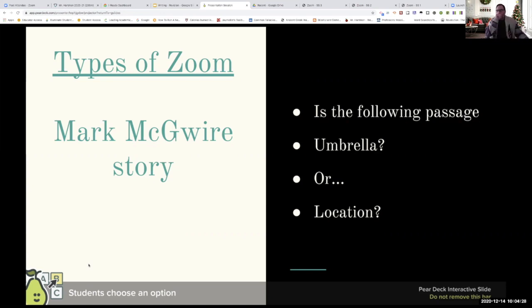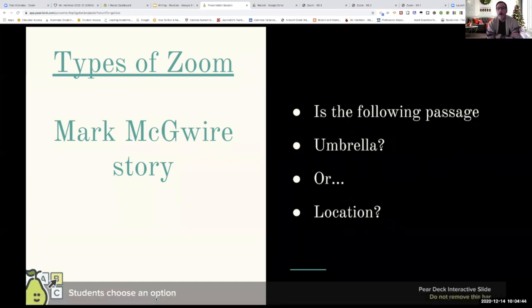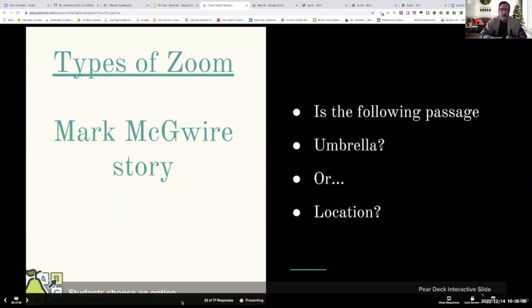So, excuse me. Is that an example of an umbrella zoom or a location? So remember, an umbrella is something that's unified by one idea that can take place over multiple locations. And a location zoom is something that just takes place in one specific location. So of those two, which do you think this is? Umbrella or location? And I'll give you about 30 more seconds to respond.